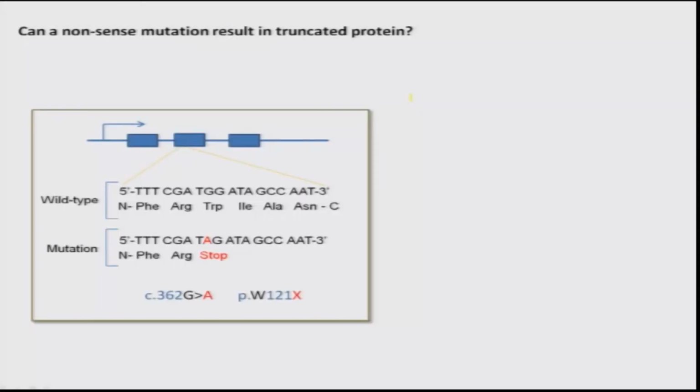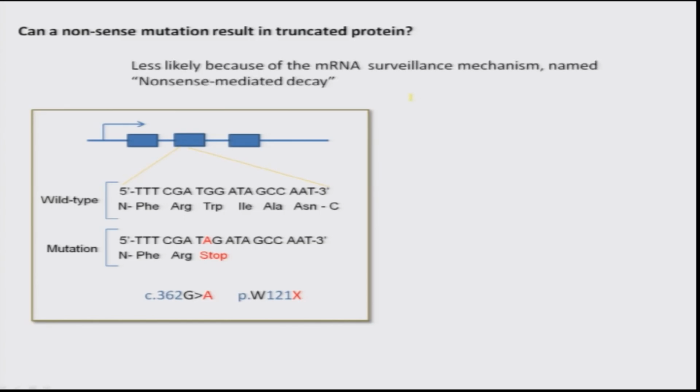So, the question we are going to ask is, can a nonsense mutation, meaning a mutation that gives a stop codon as the message instead of an amino acid, result in a truncated protein? If you have such a change, it is going to tell the protein synthetic machinery that you have to stop here, like what is shown here on the screen. So, would it result in a truncated protein?